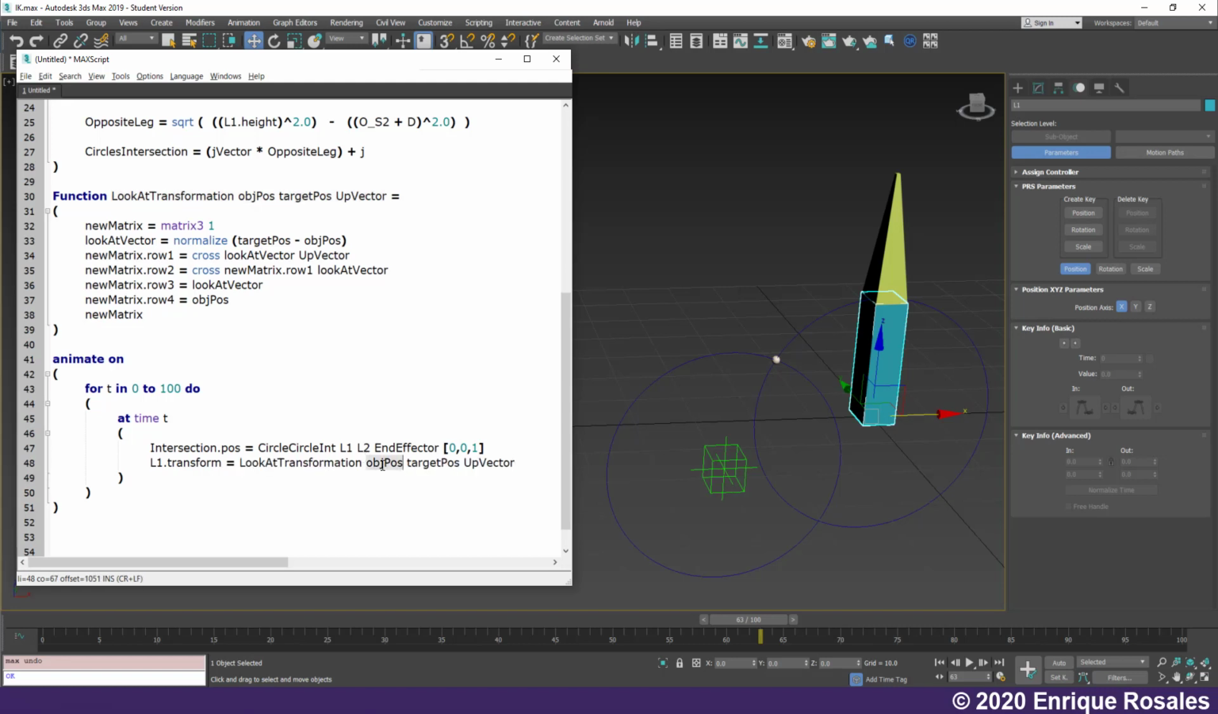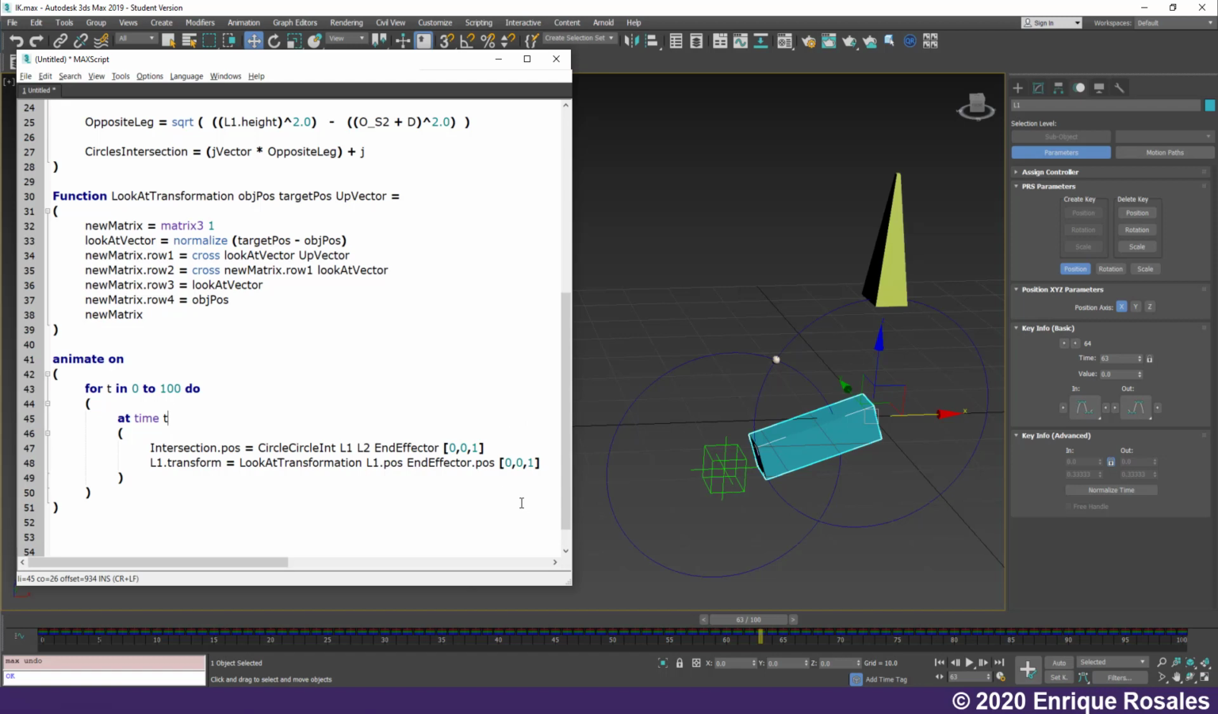And so now what do I need to send? So the object position in this case is basically its own position, because we are using its position as the origin of our system, right? So the target position will be the end effector dot pos, right? And the up vector will be the same. This will be the end effector, and we compute it.